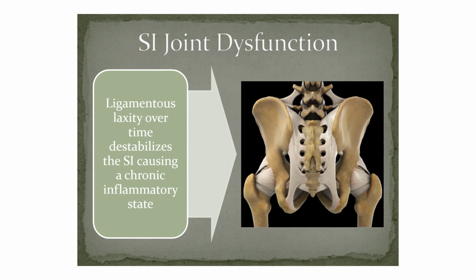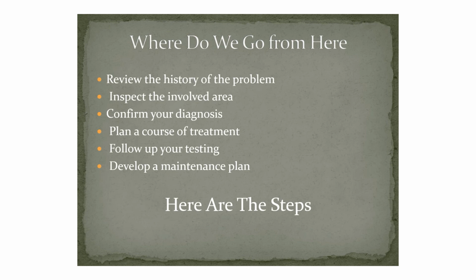Okay, so where do we go from here? I think there are several things that need to take place as a clinician to get value out of the encounter with a patient. Firstly, you need to take the time to talk to the patient and review the history of the problem. When did it start? What makes it better? What makes it worse? Is there a family history of it? Take time to sift through all the details.